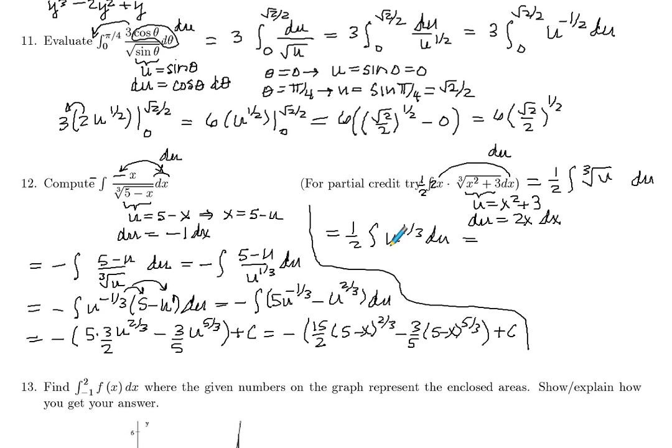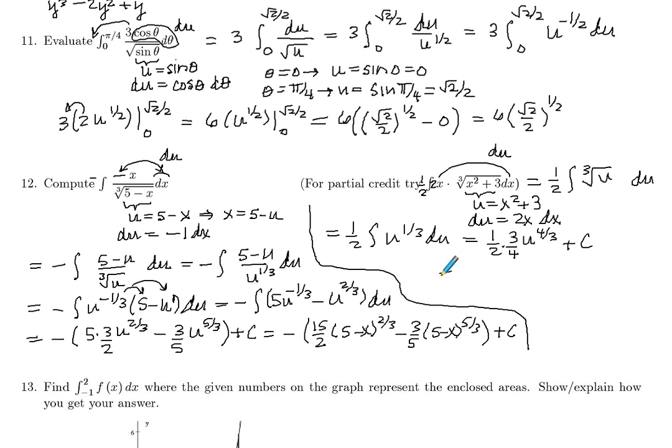Now we're just doing the power rule. Add 1 to the exponent. So 1/3 plus 3/3 would be 4/3. So we've got this 1/2 out in front, u to the 4/3 power. Dividing by 4/3 is the same as multiplying by 3/4. And then plus your constant.